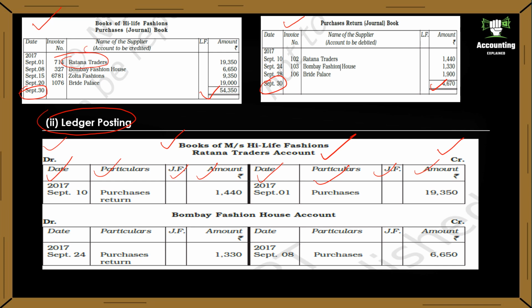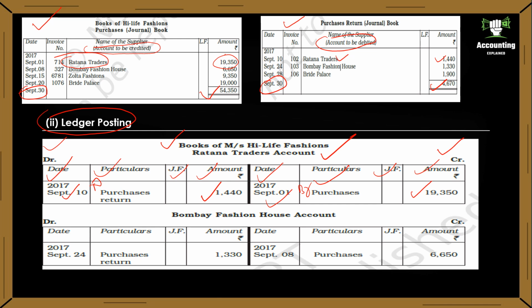First, see the account to be credited. So, we have to credit by purchases in the Ratna Traders account on September 1, 2017, the total amount of purchases 19,350. Account to be debited: purchases return journal book. See whether there is any return. Yes, for Ratna Traders, there is a return of 1,440. So September 10, 2017, to purchase return. See the account to be debited. So we have to debit purchase return 1,440.